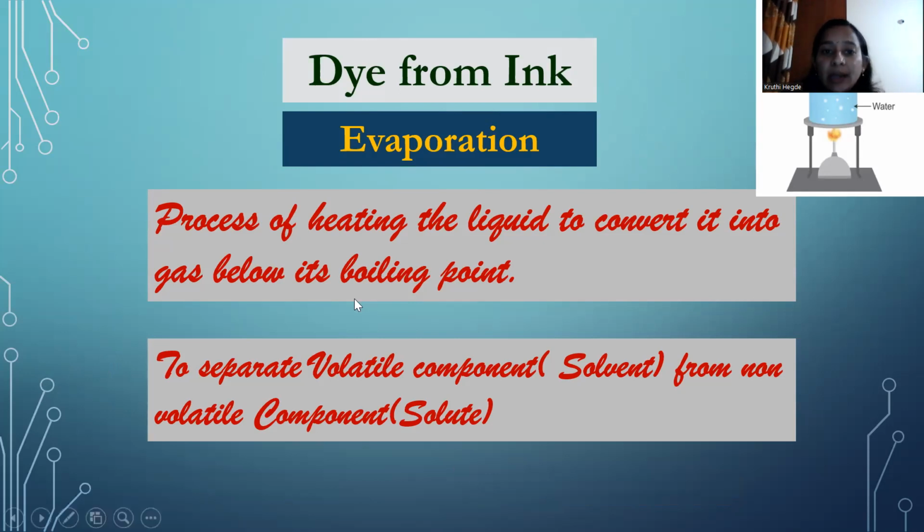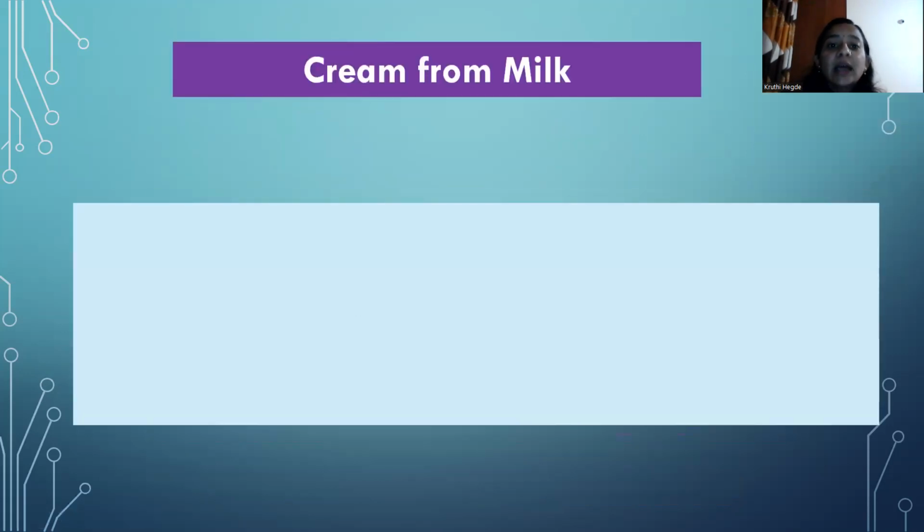Now moving ahead, second technique, let us discuss how to separate cream from milk. At our houses in the kitchen, we separate cream from the milk, right? How do we separate it? Cream may not be taken directly from milk. What we generally do is convert that milk into curd, and from the curd, the cream is taken away.